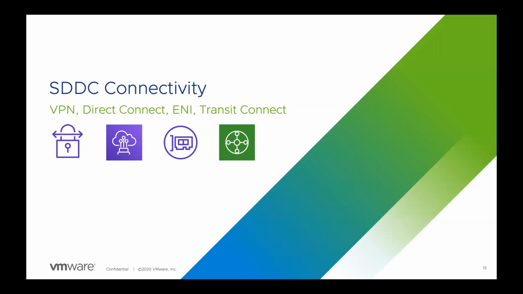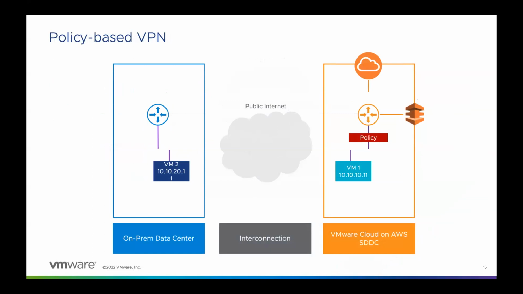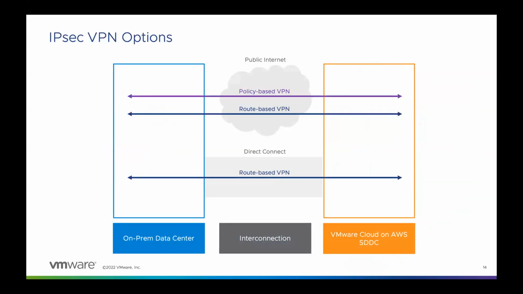So there are multiple ways to connect these environments together. Let me go back. There are going to be two types of layer 3 IPsec VPNs that can be configured: policy-based VPN and route-based VPN. Either one can be configured over the internet, but if you want to configure a layer 3 VPN over Direct Connect, which is that dedicated connection, then you have to use route-based VPN.